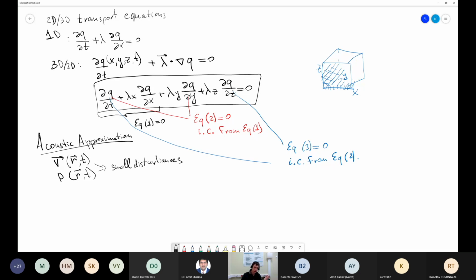So P will not be the total pressure of the water, of the fluid, but P total as a function of position and time minus P at the equilibrium. We will denote it as P small, as a function of position and time. The same is valid for V. We will obtain the second of the equations.